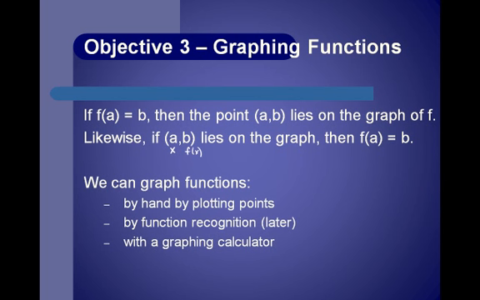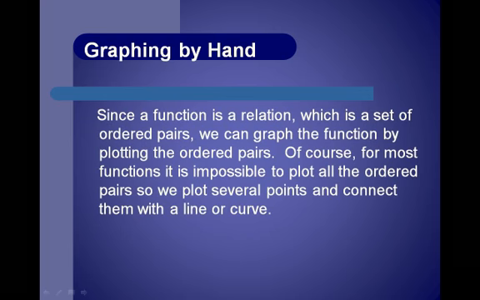We can graph functions several ways. We can graph them by hand by plotting points. We can graph them by function recognition, which we will do later, or we can graph them with a graphing calculator. To graph a function by hand, since a function is a relation, which is a set of ordered pairs, we can graph the function by plotting the ordered pairs. Of course, for most functions, it is impossible to plot all the ordered pairs, so we plot several points and connect them with a line or a curve.